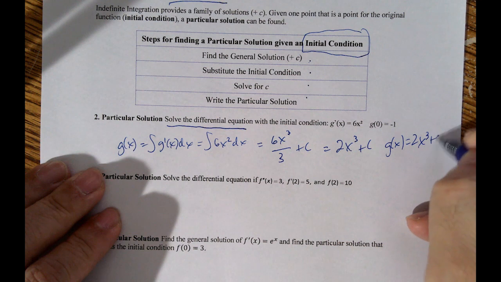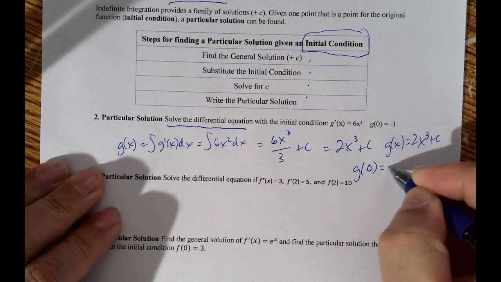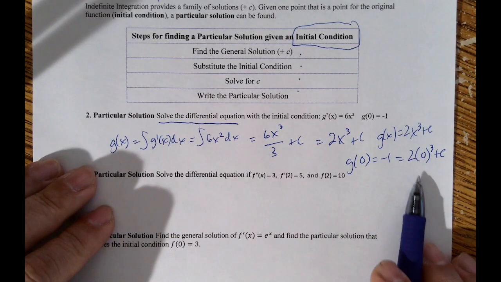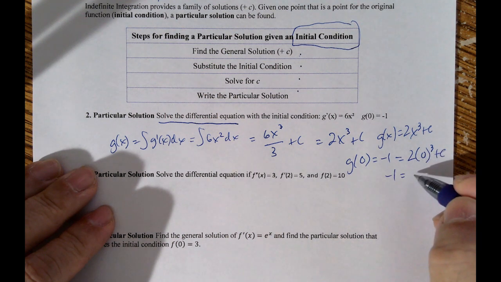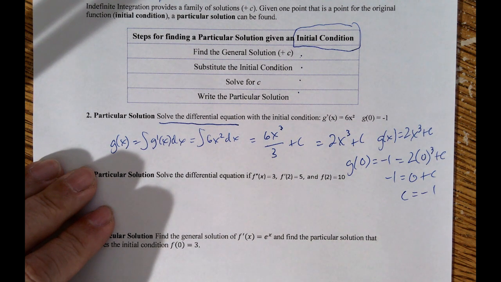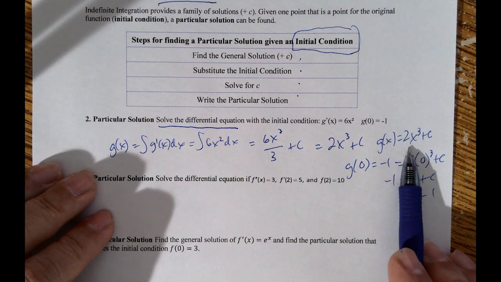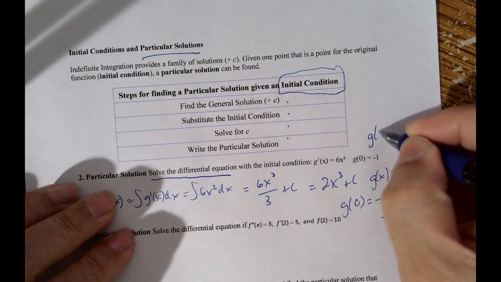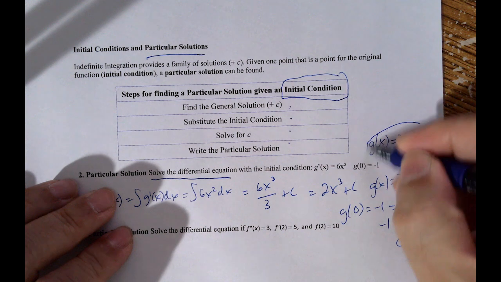You're going to plug in 0 for x, so g of 0 equals -1. That means if I plug in 0 for x, I should get -1. So -1 equals 2 times 0, which is 0, 0 plus c, so that gives you c equals -1. So my particular solution, right? Remember, g of x was 2x cubed plus c. I just found c to be -1. So my answer is g of x equals 2x cubed minus 1. Final answer for that first example here, or number 2 here.